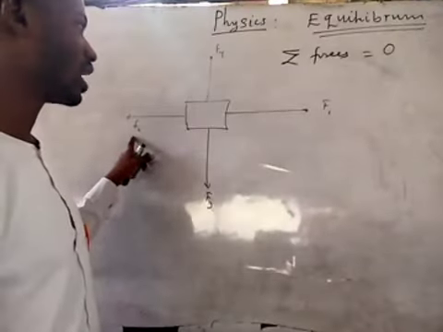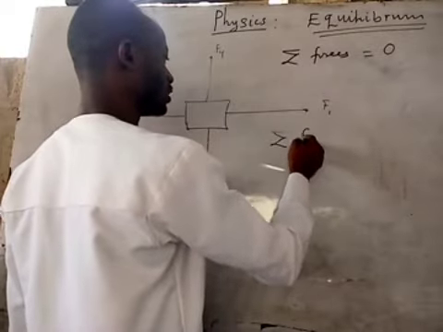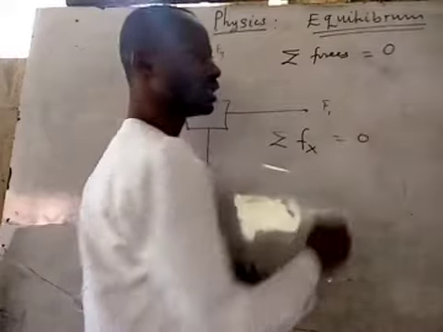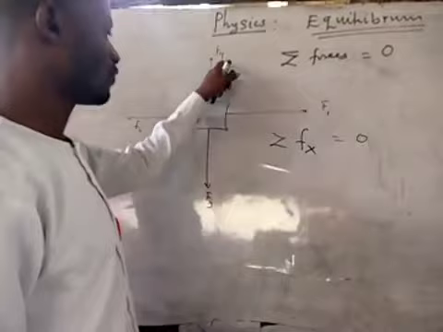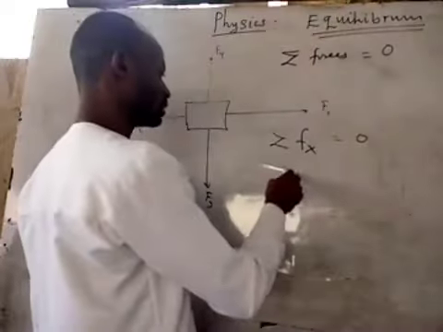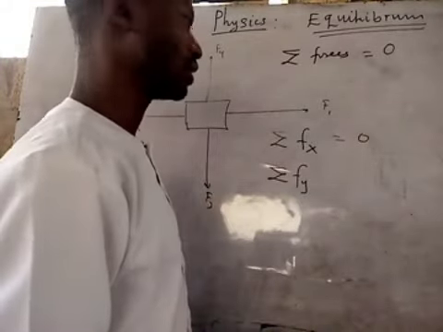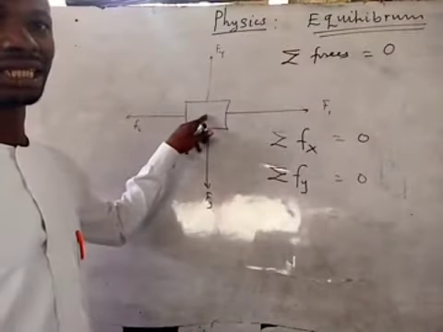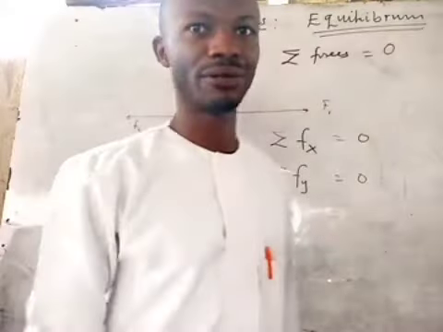What this means is that the sum of all the horizontal forces acting on that mass must be equal to zero. In the same vein, the vertical forces, F4 and F3, must equally cancel themselves. This simply means that the sum of all the vertical forces acting on this mass must be equal to zero for this body to be in equilibrium. That was what we discussed in the previous episode.